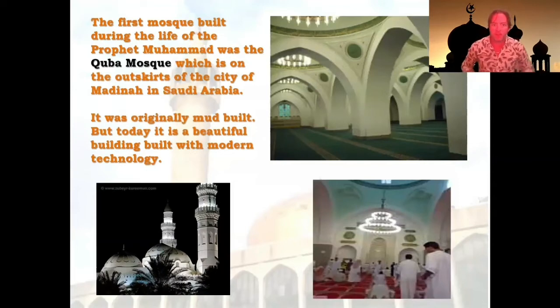The first mosque built during the life of Muhammad was the Quba Mosque, which is on the outskirts of the city of Medina in Saudi Arabia. Remember that Medina is where Muhammad was exiled to before returning to Mecca, in order to sort of take back the city for monotheistic Muslims. But now today it's a massively impressive building with lots of modern stuff, but originally it was just a mud hut.